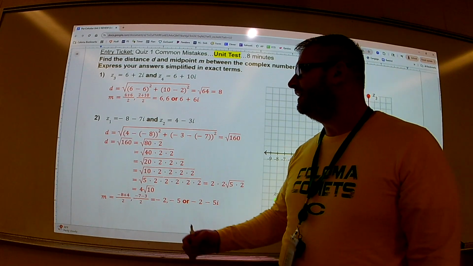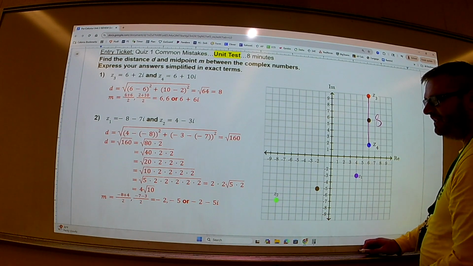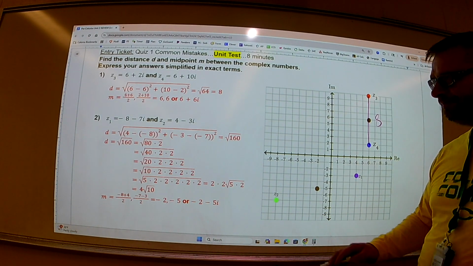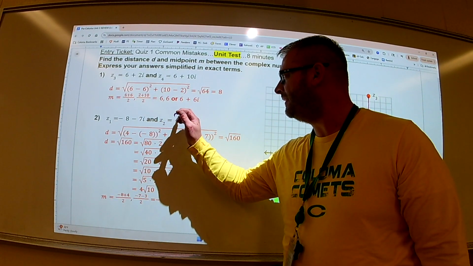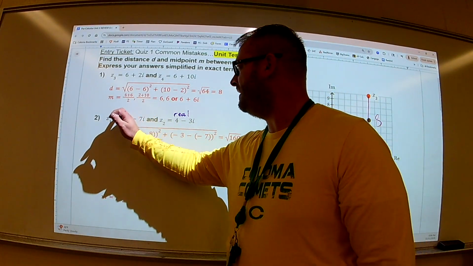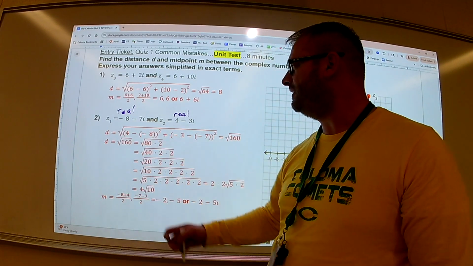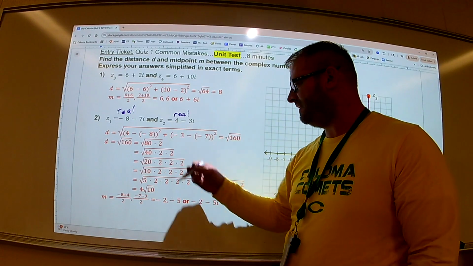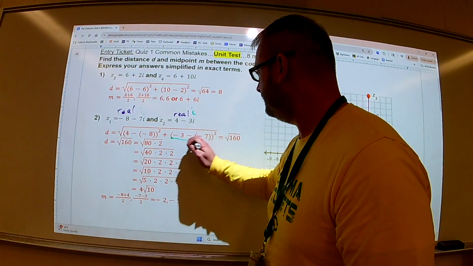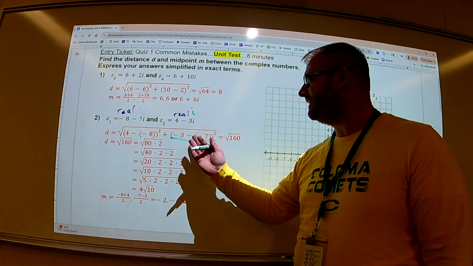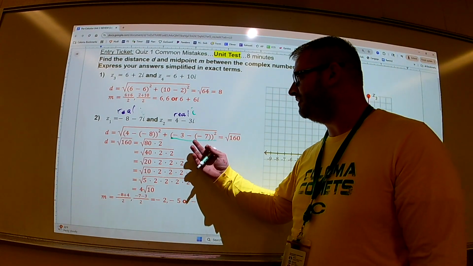Going on to number 2, a little bit more work because we're finding the midpoint between Z1 and Z2. So here is the first real part, and here is the other real part, so we need to subtract those. Ultimately, that comes out to 12 squared, and then we need to subtract the imaginary parts, the i parts. That's happening right there. Negative 3 minus negative 7 is ultimately negative 3 plus 7, which is 4, so we got 12 squared, 4 squared.